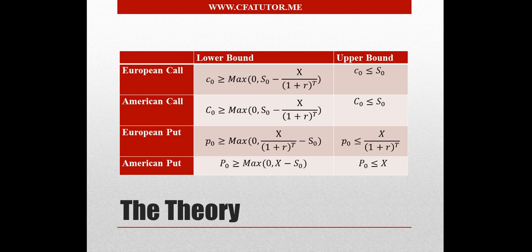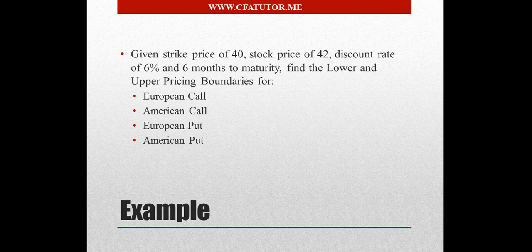So let's assume that you have already learned your material and understood why this formula appears, for example, for the European call. Why is it the maximum between zero and the intrinsic value? Why is that exactly the lower bound? And you are ready to solve some questions, either end-of-chapter problems or problems from mock exams, sample exams, or other notes providers. Let's assume that the example you have is the following.